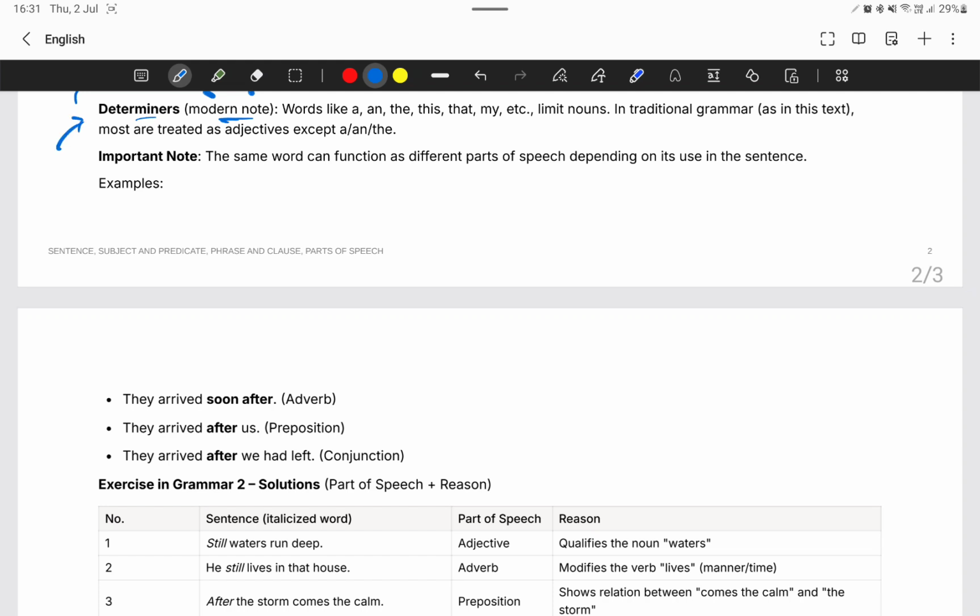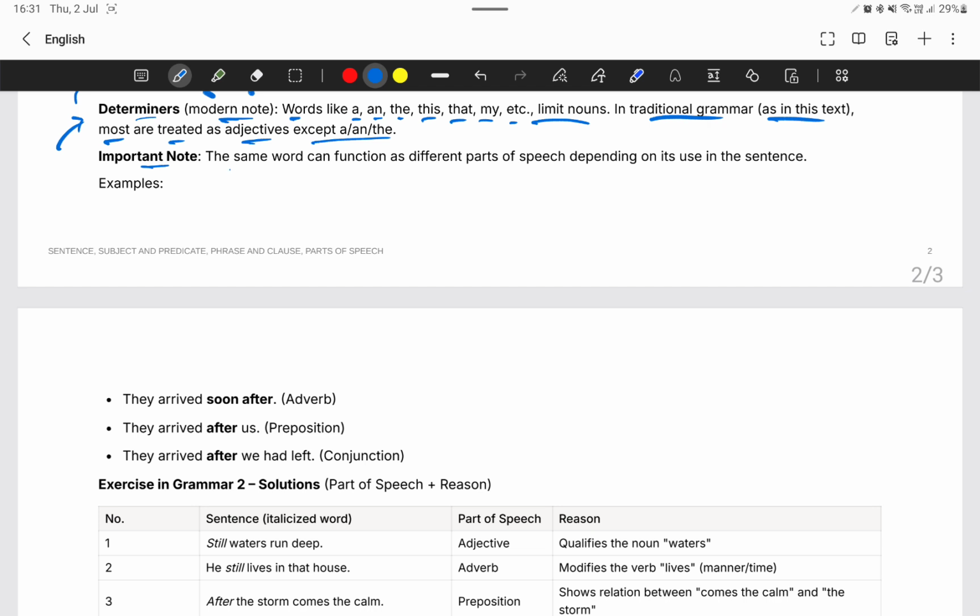We have determiners too. Words like a, an, the, this, that, my, etc., which limit nouns. So they give a limitation to nouns. In traditional grammar, as in this text, most are treated as adjectives except a, an, and the. In traditional grammar, all except a, an, and the are treated as adjectives, while a, an, and the come under articles.